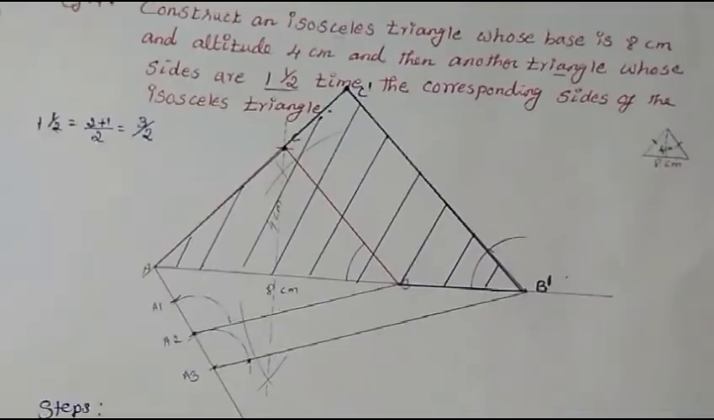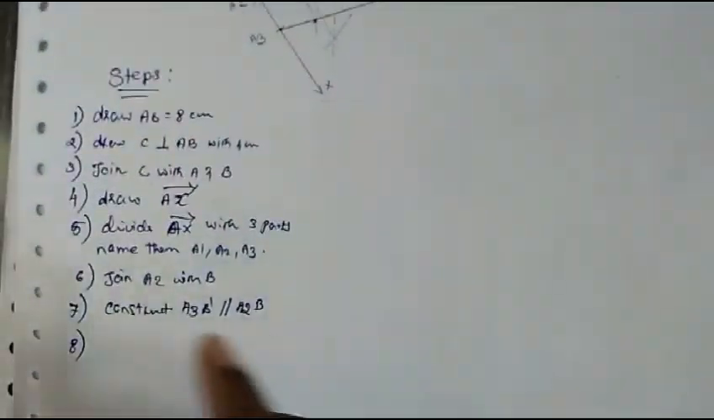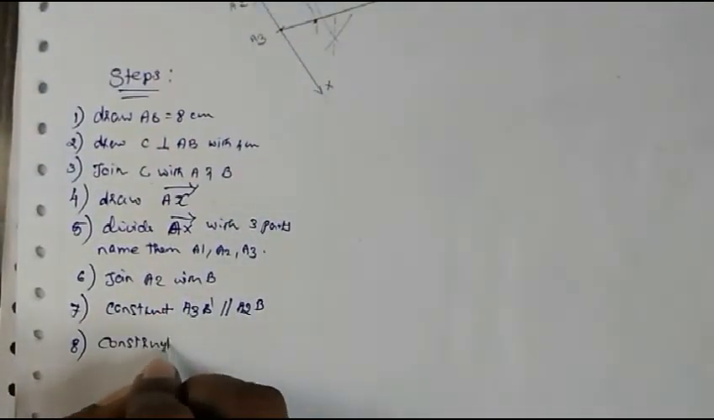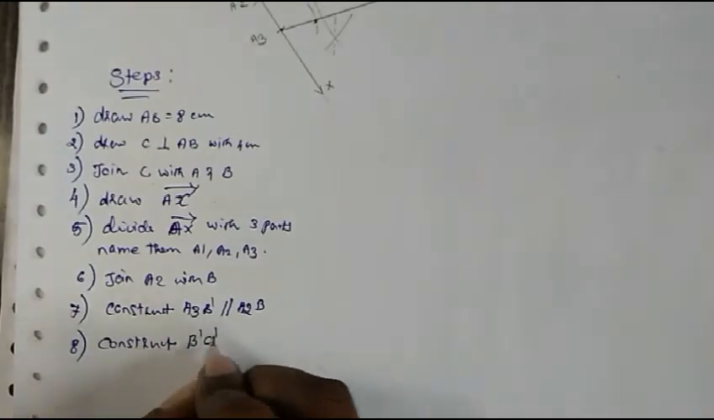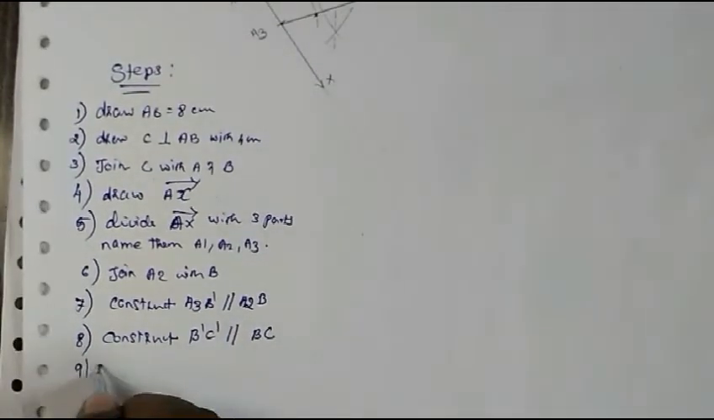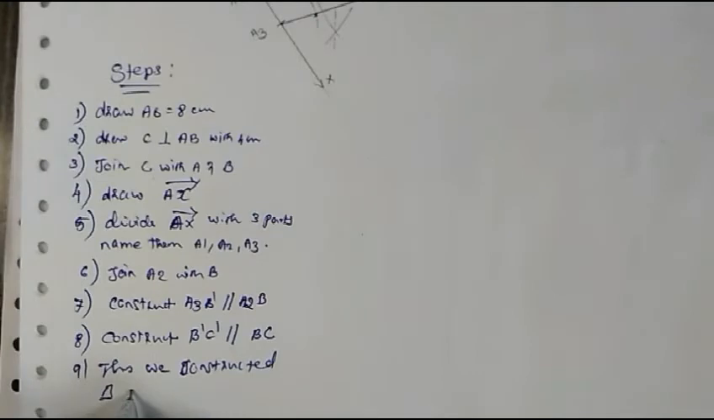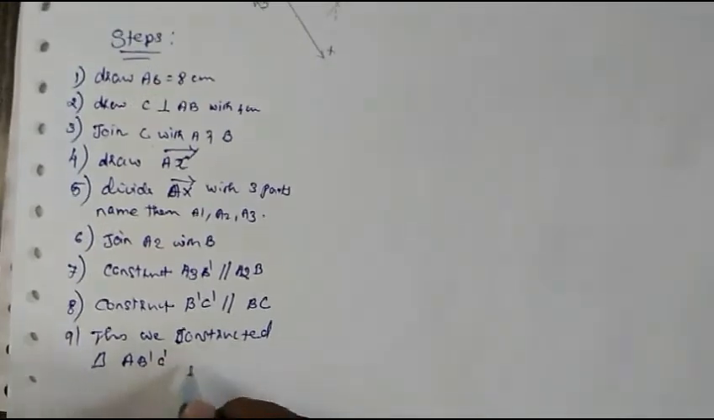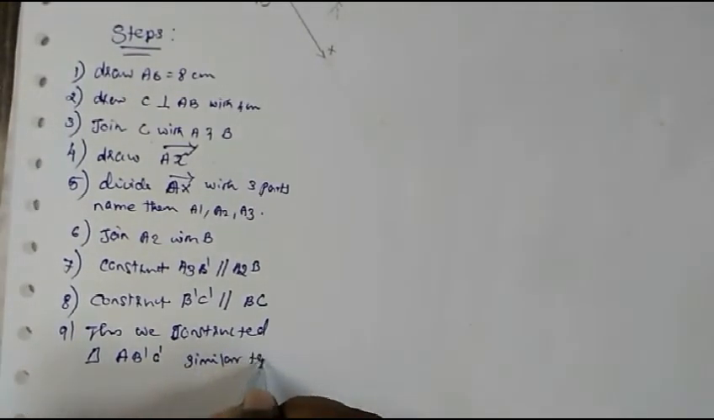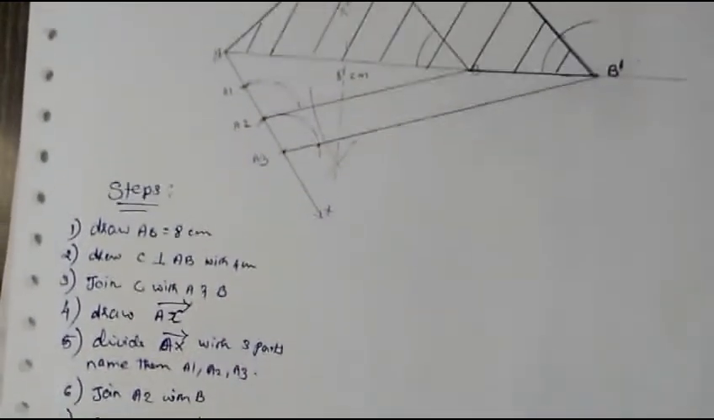Then we constructed this line parallel to this. Construct B dash C dash parallel to BC. Thus we constructed triangle A B dash C dash similar to triangle ABC. Okay, so these are our steps.